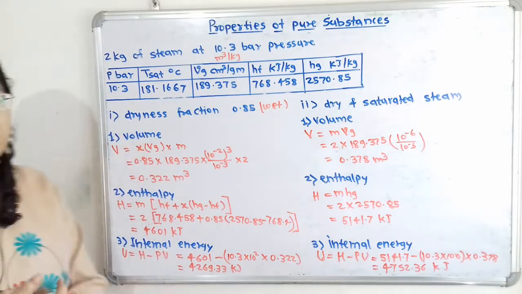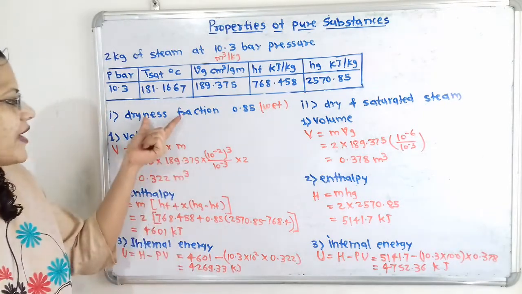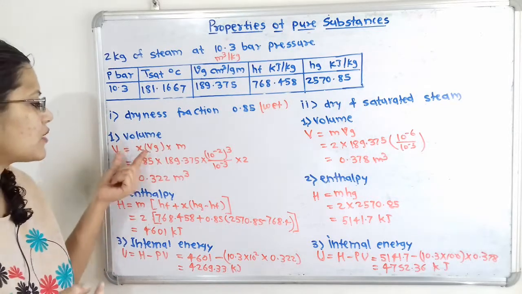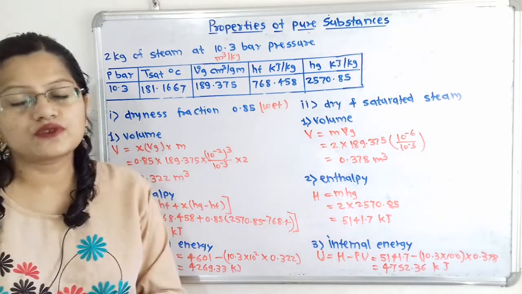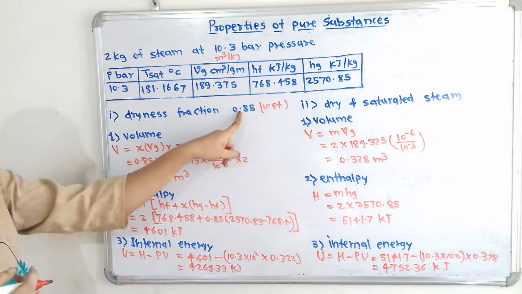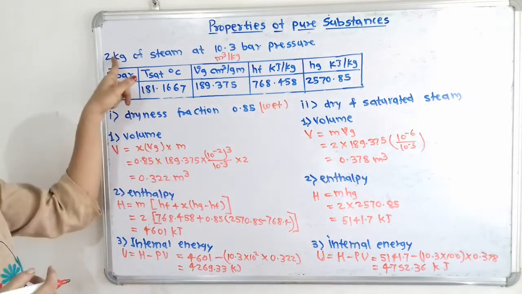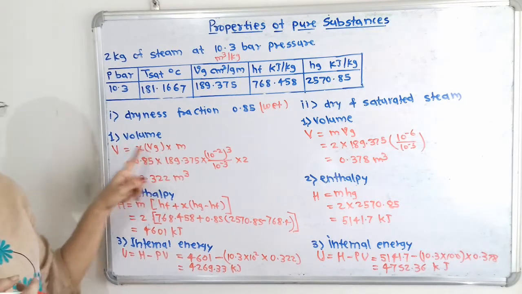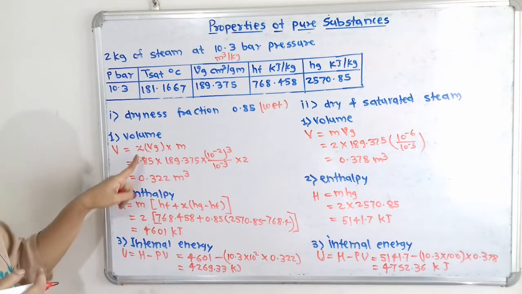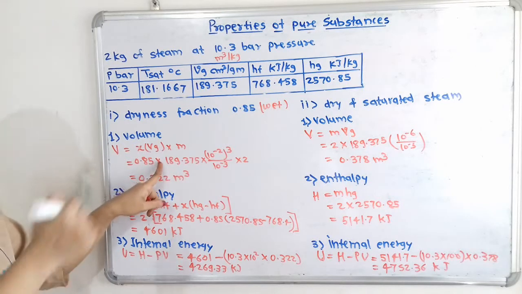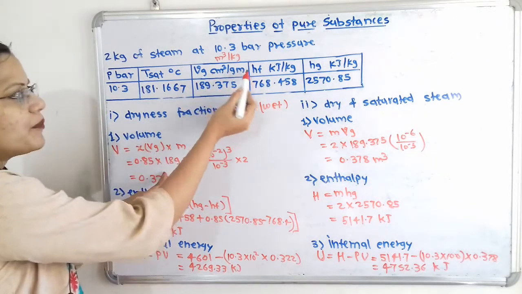Now we will first take the volume. For wet steam, what is the formula to calculate the specific volume? For wet steam, we have to multiply with x, that is x into Vg. And when we multiply this with mass, we will get the total volume, that is capital V. So x is 0.85, Vg, so it is centimeter cube per gram.